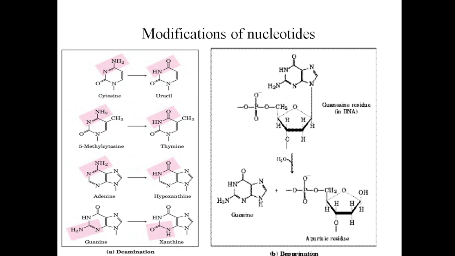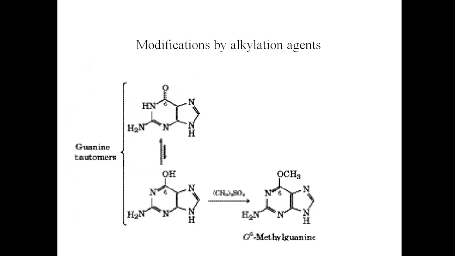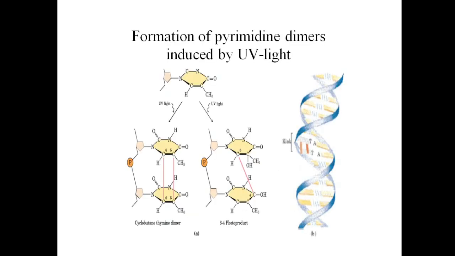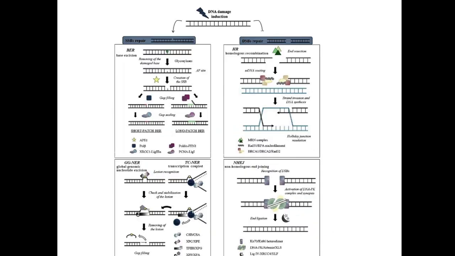Depurination also: some thousands of purine bases can easily spontaneously hydrolyze, and it is necessary to provide reparation for it. Also alkylation agents. All of it leads to changing of configuration, ultraviolet also. It leads to the necessity of reparation, and in our cells we have an effective system for DNA reparation.